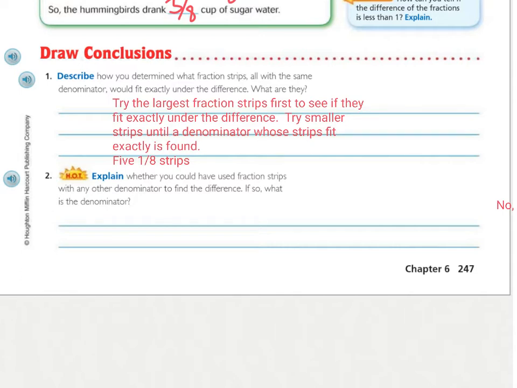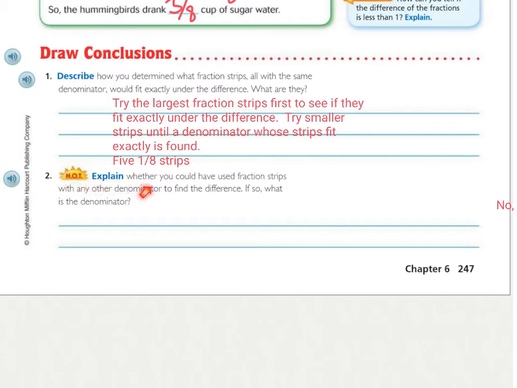So let's look here. It says, try the largest fraction strips first to see if they fit exactly under the difference. Then try the smallest strips until a denominator whose strips will fit exactly is found. So in the problem that we had, 5 1/8 strips, and that was our answer.